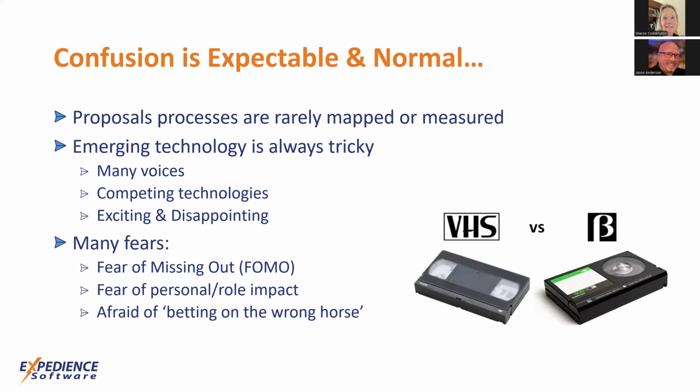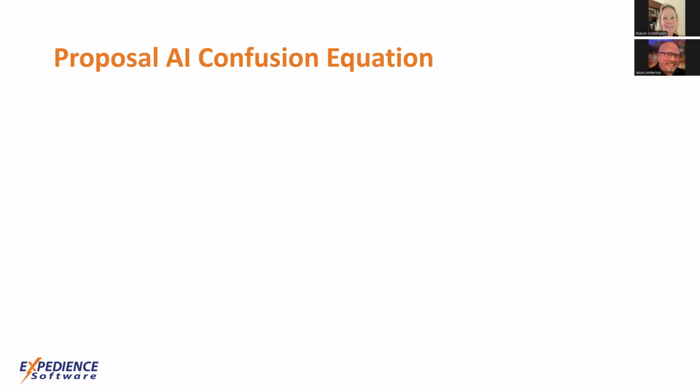And I used this image a few months back when I provided a presentation on this same topic. It reminds me very much, for those of us old enough to remember VHS versus Betamax tapes or video cassettes, right? These were different competing technologies, and we don't know which one's going to take off. It feels that way in some degrees with AI today. And proposals make the problem, like I said, even more complex.